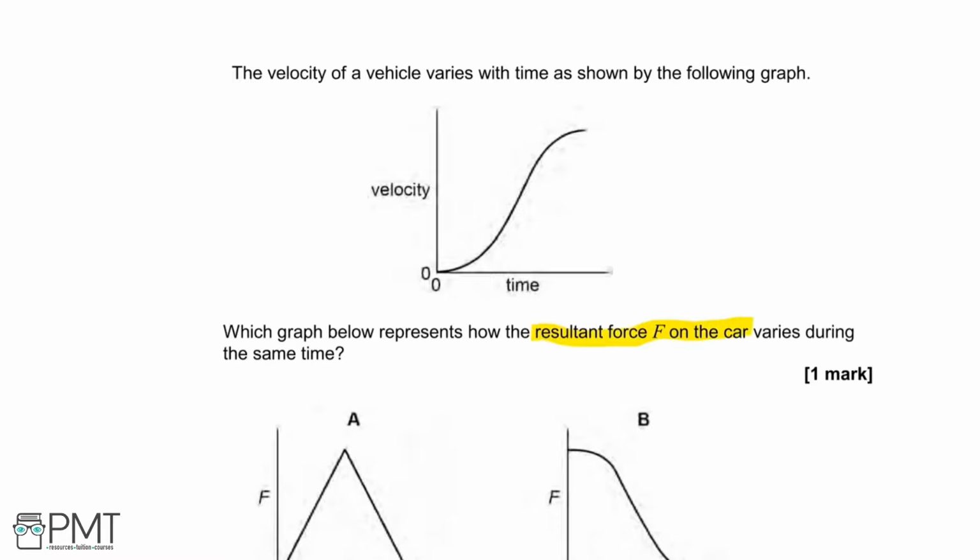Now, from Newton's second law of motion, we can actually say that F is equal to ma. The resultant force is equal to mass times acceleration. And therefore, the acceleration is the resultant force divided by the mass. Now, on the basis that the mass of that car is not going to change throughout this motion, we can basically say that the acceleration is proportional to the resultant force.